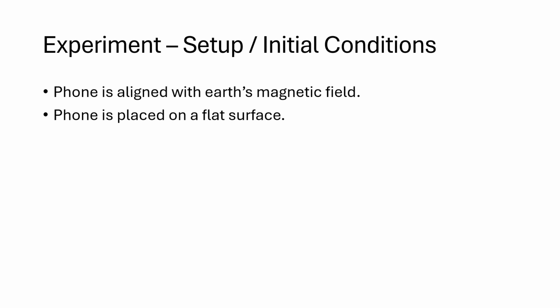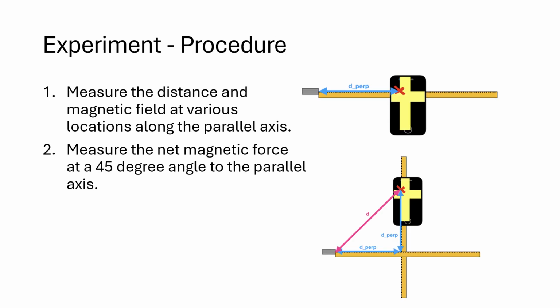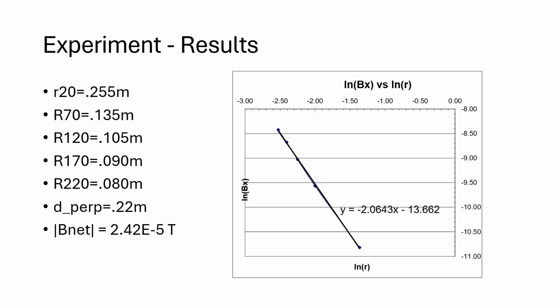So in the initial setup, the phone is aligned with Earth's magnetic field. This is important because we want to make sure that the measurements are accurate and aren't skewed by the magnetic field of the Earth. The phone also needs to be placed on a flat surface. So in this experiment, we're first going to measure the distance and magnitude of the magnetic field at various locations along the parallel axis, and then we're going to measure the net magnetic force at a 45-degree angle to the parallel axis.